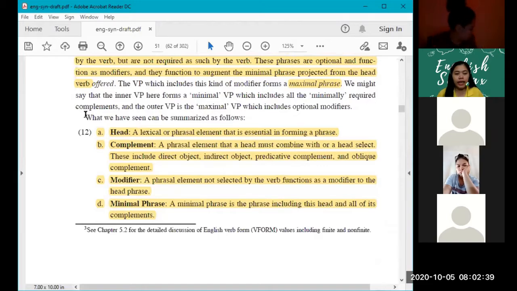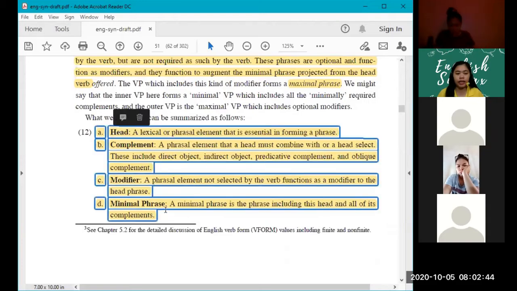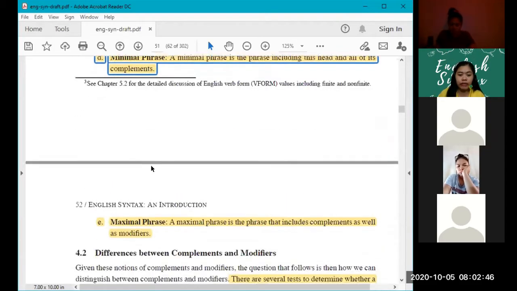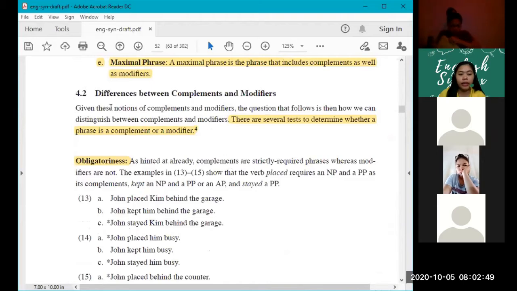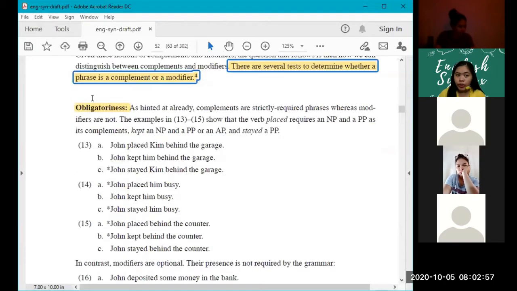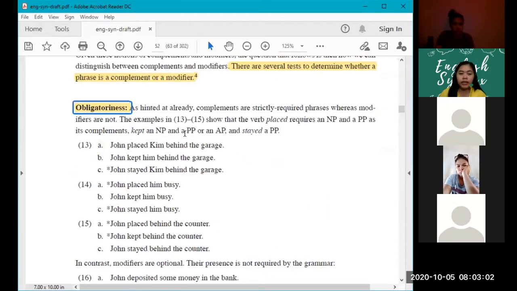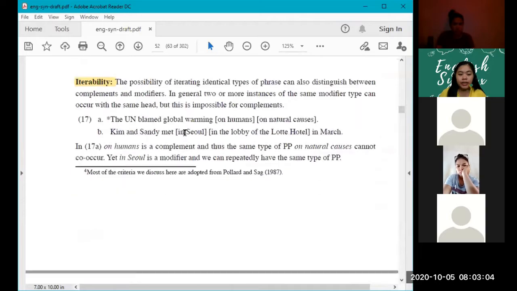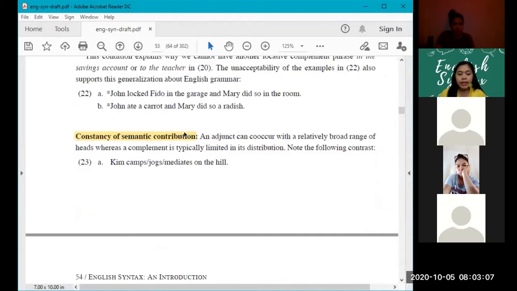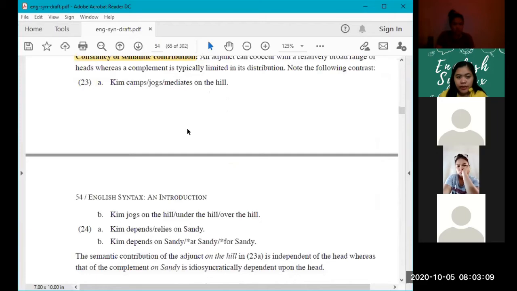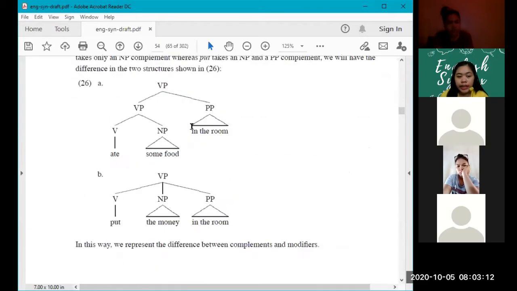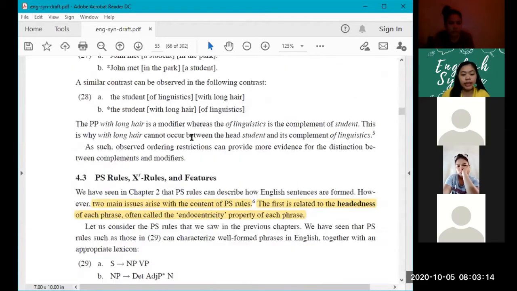Okay, so what was discussed in the previous section is summarized in this one. So these are definitions. Now we can also differentiate complements from modifiers through these several tests. I will no longer discuss this one because these are self-explanatory. So we have the first test, obligatoriness, iterability, do so test, constancy of semantic contribution, structural difference, and ordering difference.